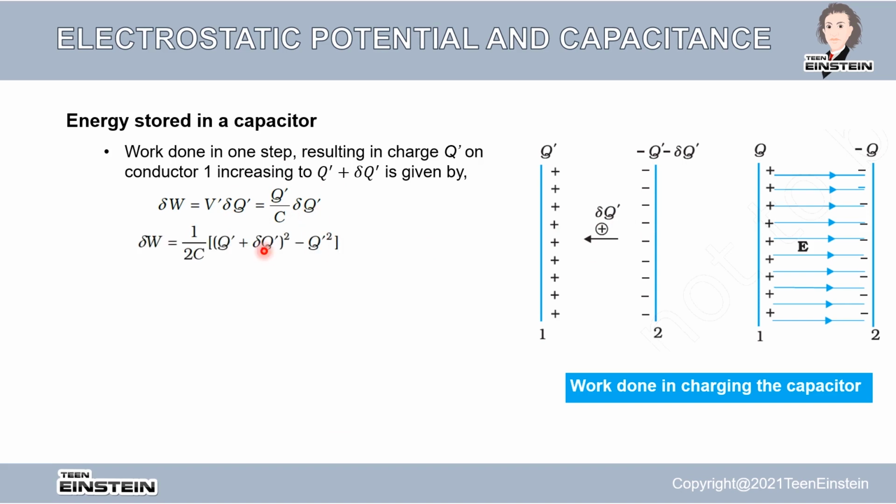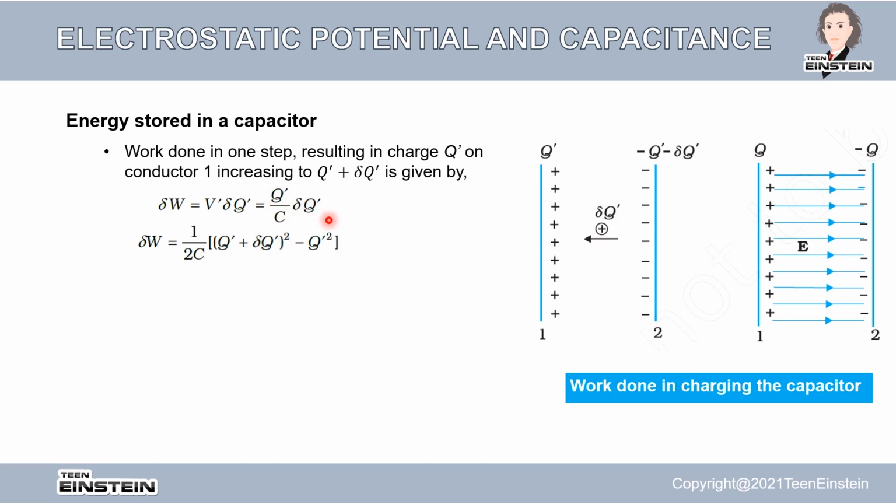Let's simplify this a little bit more. This is nothing but (Q dash plus delta Q dash) the whole squared minus Q dash squared, all divided by 2C, in the form (a plus b) squared minus a squared. If you simplify this, you will get Q dash delta Q dash by C. Because if you expand this, you will get Q dash squared plus delta Q dash squared plus 2 delta Q dash multiplied by Q dash, minus Q dash squared. So Q dash squared gets cancelled. Delta Q dash squared is very small, so we can ignore this, and finally we will get this from this.